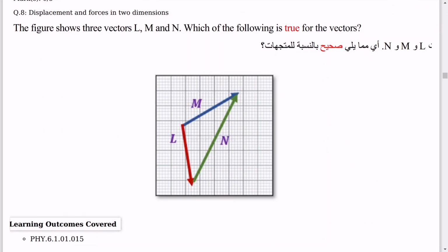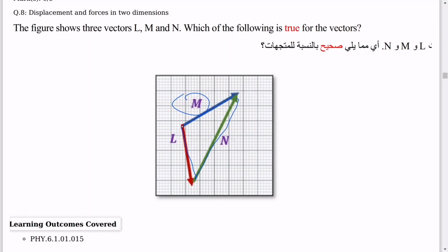Question number 8. The figure shows three vectors L, M and N. Which of the following is true for the vectors? So here you can see L, see this arrow, see the direction. Then this is the third vector, right? See, the direction of the arrow is opposite. So this is the resultant. We understand the resultant from the direction of the arrow.